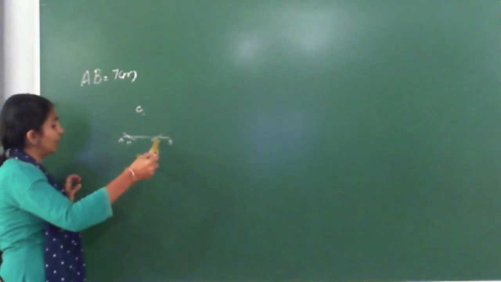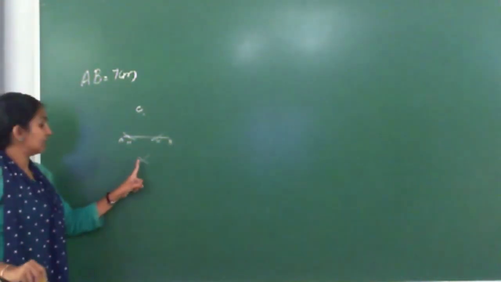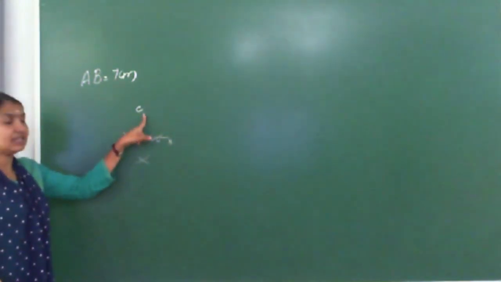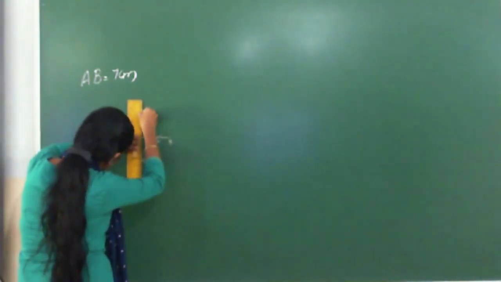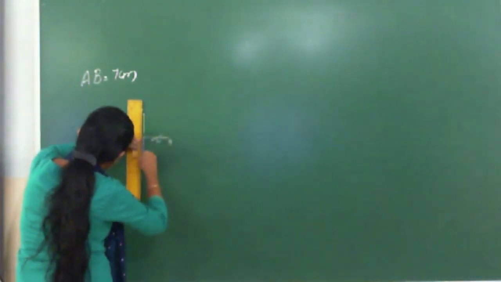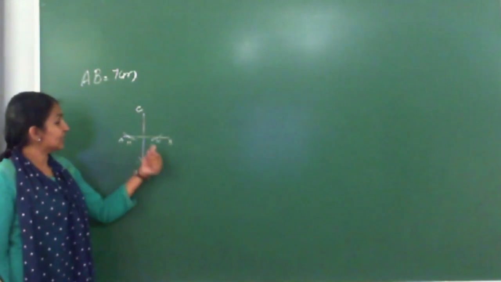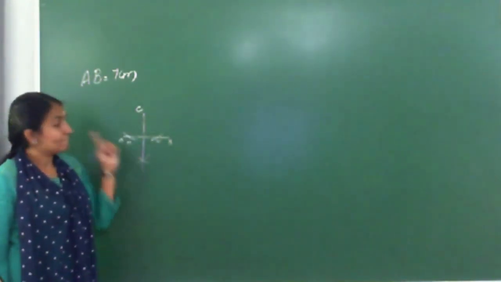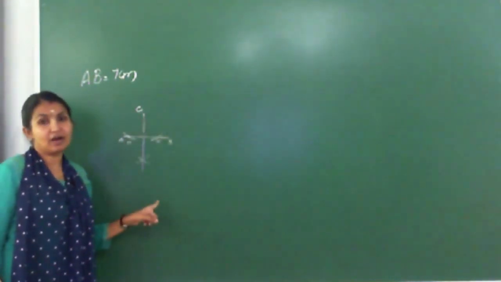This way we are joining them. So the arcs intersect here. Now this intersecting point and C we can join.